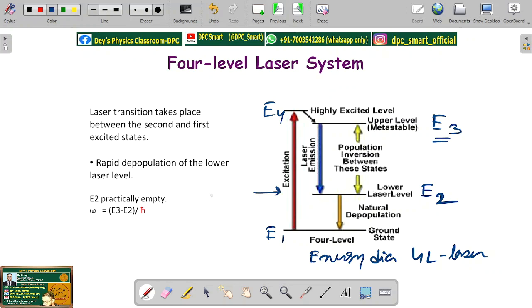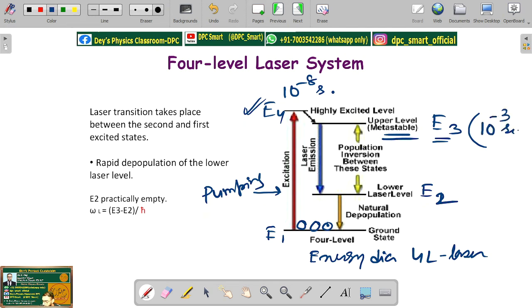Due to excitation or pumping, the atoms present at E1 will reach E4, which has a very small lifetime, 10 to the power minus 8 second. From E4 they will decay to E3, which is a metastable energy level with a lifetime of 10 to the power minus 3 second. So atoms will reside here for a longer time, and population inversion will occur between E3 and E2. So the E3 to E2 transition will be a radiative transition, and that is the laser emission. So laser emission takes place between E3 and E2.